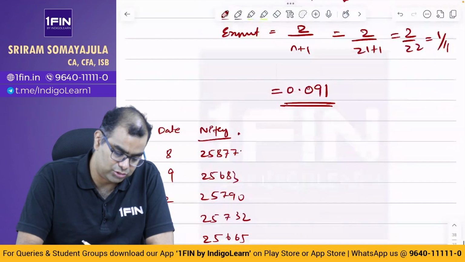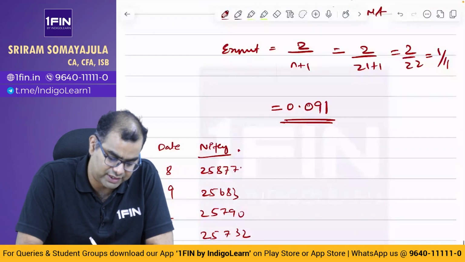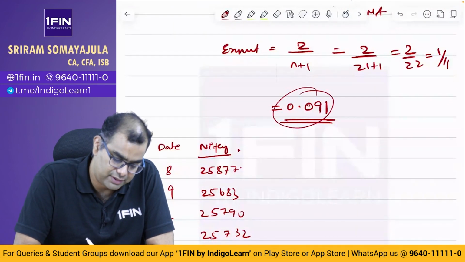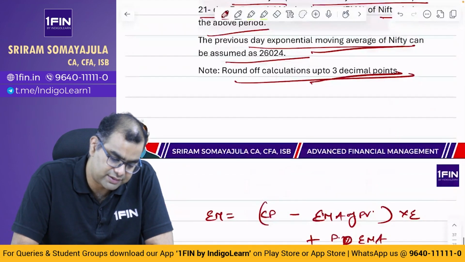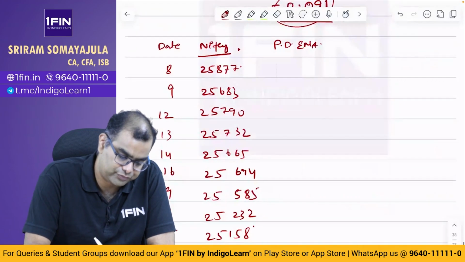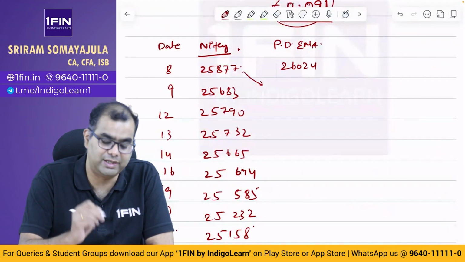For this Nifty value, you know the Nifty value, but you need to compute the exponent value. Exponent you have it here, but you also need the previous day EMA. Previous day EMA for the first period: for the first day, what is the value they gave? 26,024. From then on, you will actually compute the EMA.